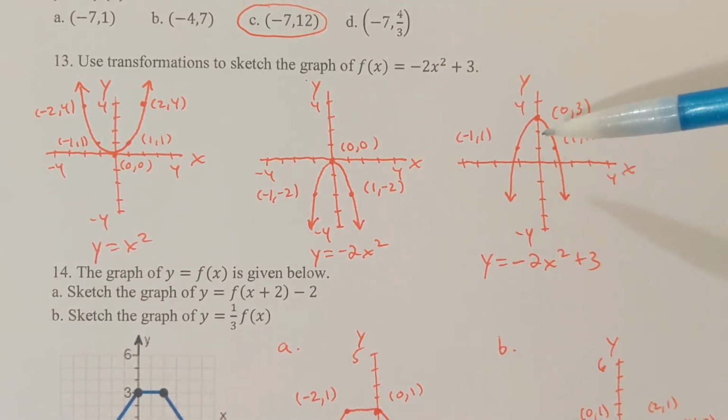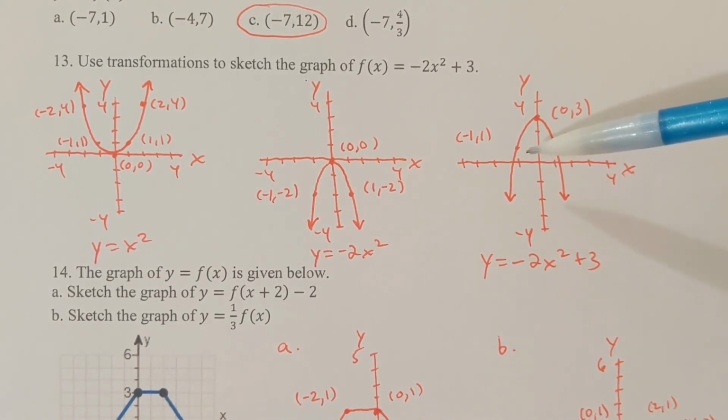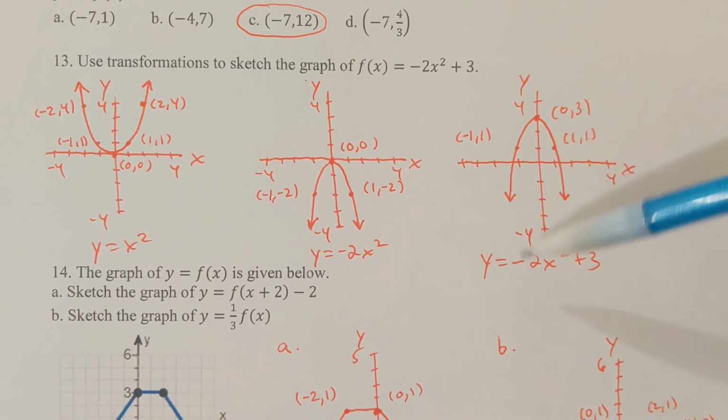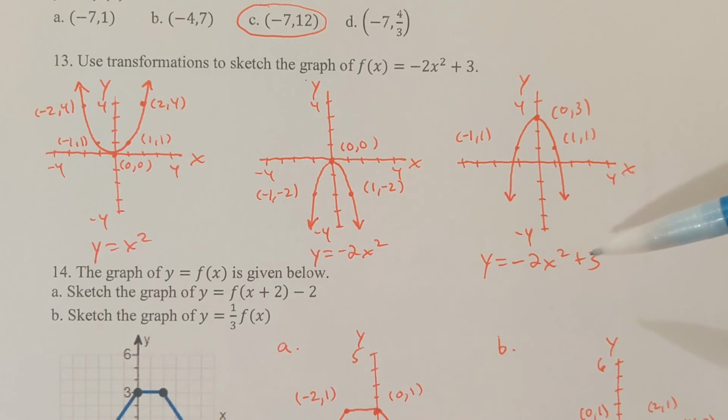Plus 3 means I go up 3 units. Okay, so 0, 3 would be on the graph, 1, 1 would be on the graph, negative 1, 1 would be on the graph. And that completes the drawing. Y equals negative 2x squared plus 3.